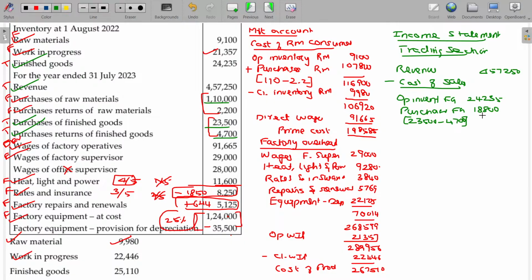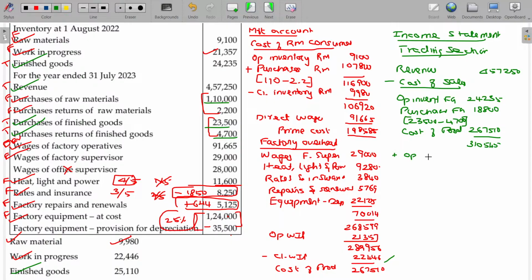Not only purchases, predominantly we are manufacturing, so cost of sales, cost of production 2,67,510. I transfer from here, and then we don't have anything other than that for the trading section, so you can subtract the finished goods closing. So the total value here being 3,10,545.